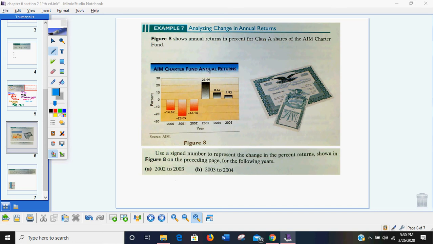So on this one, it says that this shows annual returns in percents from Class A shares of the AIM Charter Fund 2000, 2001, 2002, 2003, 2004, and 2005. Now they want us to use signed numbers to represent the change. The change means the difference between them in the percent returns shown in the figure.